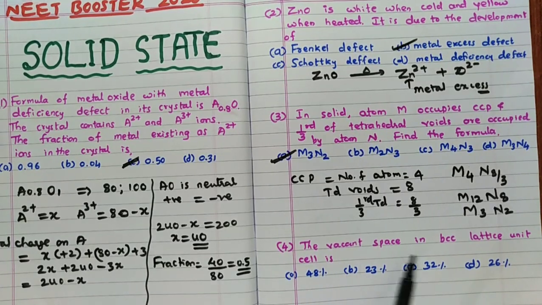The vacant space in a BCC lattice unit is, remember, in BCC the packing efficiency is equal to 68%, right? So hence the vacant space is 100 minus that, 32% is the answer.